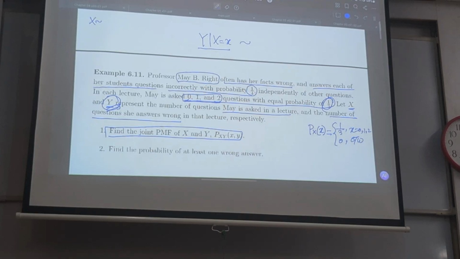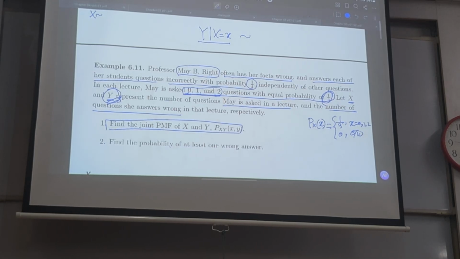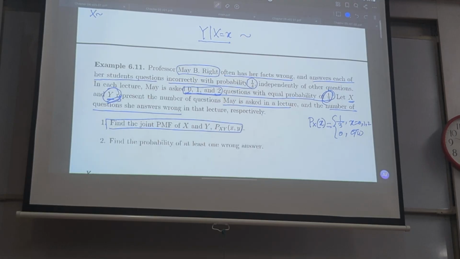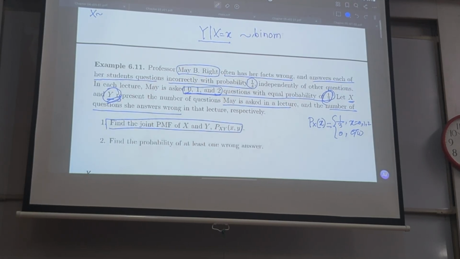If 0 questions are asked, 0 wrong answers. If 1 question is asked, 0 and 1. This would be Bernoulli. A Bernoulli variable is a special case of binomial, yes or no? When n is equal to 1 in the case of binomial, it becomes Bernoulli. And when two questions are asked, 0, 1, 2 number of successes, so it will be a binomial random variable. What are the parameters?